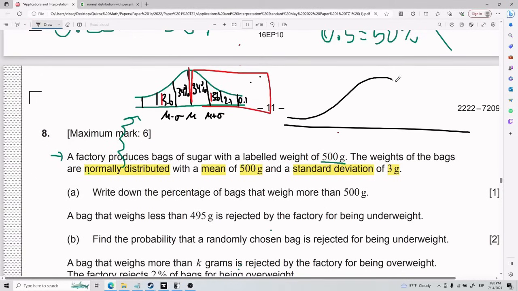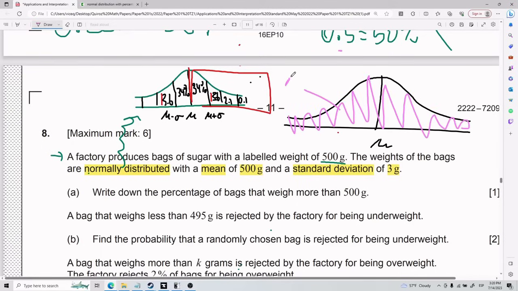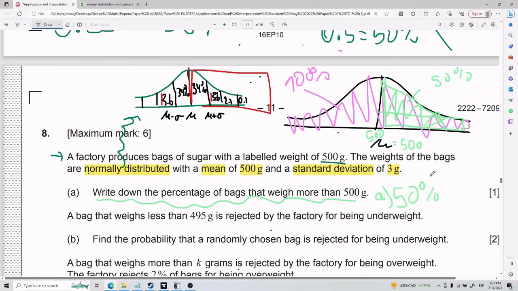I'm going to draw it again. Right here you have the mean, and all of this in pink is 100%, which means that what I'm going to put now in light green is 50%. So for part A, write down the percentage of bags that weigh more than 500 grams. Well, my mean is 500 grams, so everything to the right of it is going to be what I'm putting in green, because right here we have 500. And so the percent for part A is just going to be 50%. I'm about to show you a different way to get to that. Just give me a second.